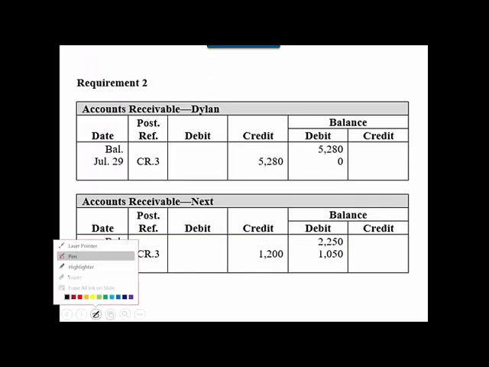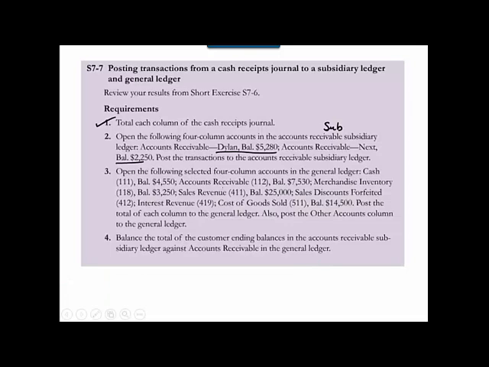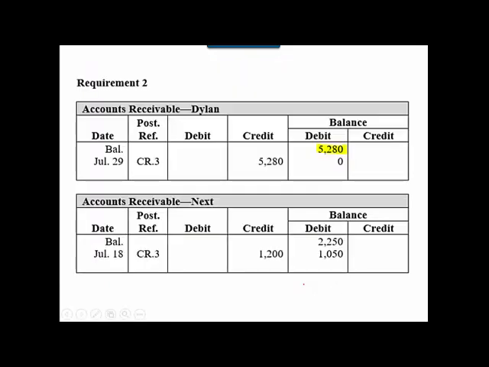So this is what this one looks like, right? We start with a debit balance of $5,280. That's a little hard to read. That's what it told me right here. Accounts receivable, he had a balance of $5,280. And then on the 29th, he paid, so I credited $5,280. So then the new balance in that account, or the amount now owed, is 0.